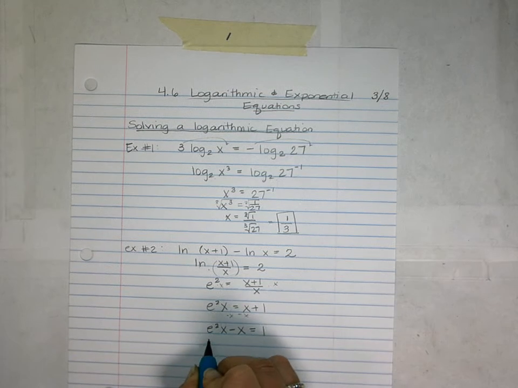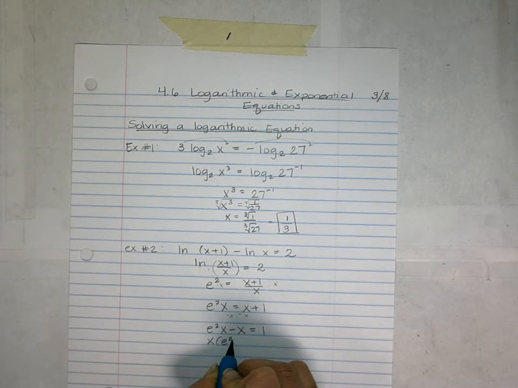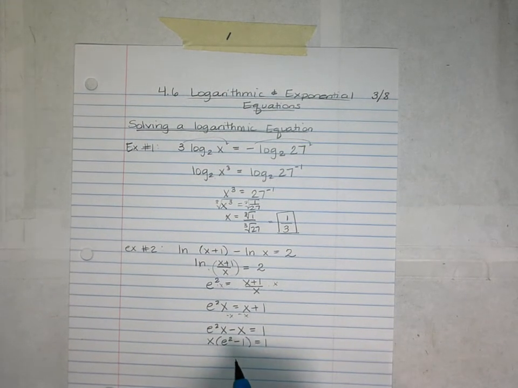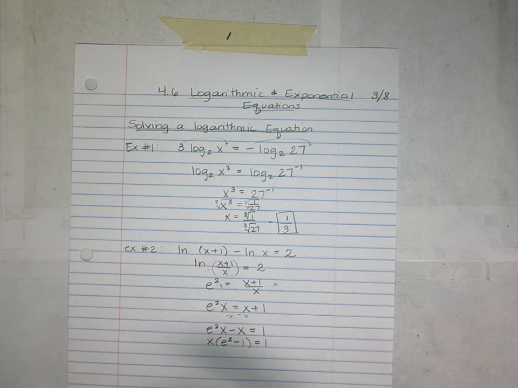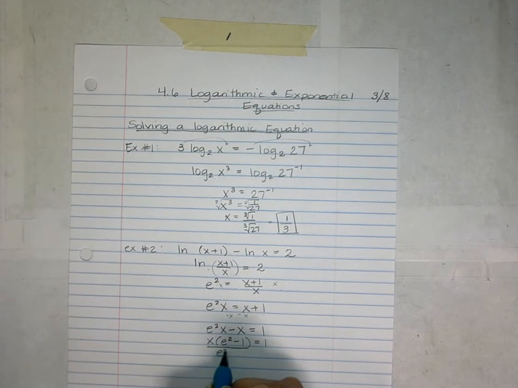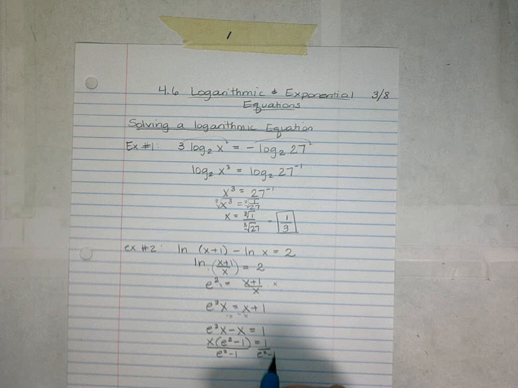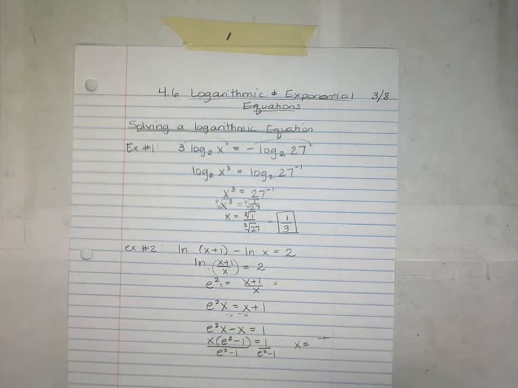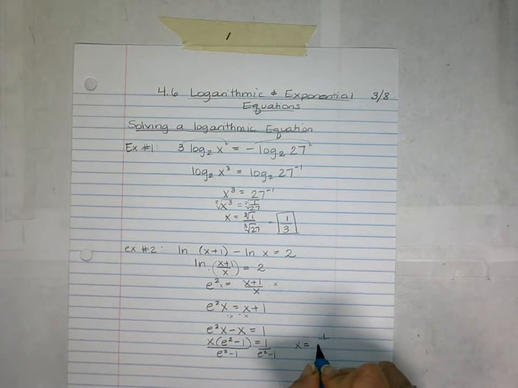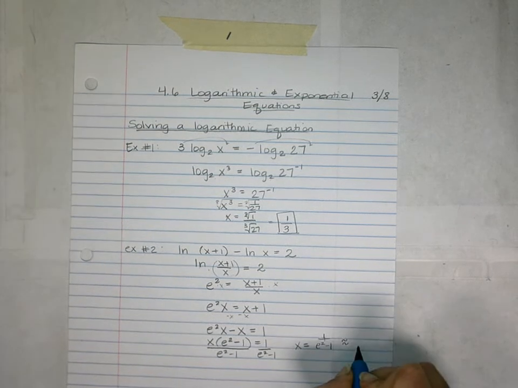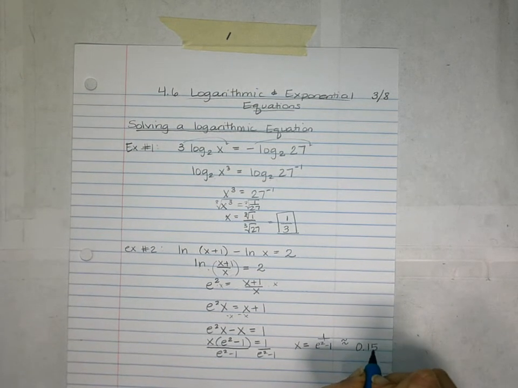I'm now going to factor out that x. I have x times (e squared minus 1) equals 1. Keep in mind, e is not a variable. e is a number. It's like pi, right? So don't treat it like a variable. Treat it like a number. And now to get x all by itself, I'm going to divide both sides by e squared minus 1. So my final answer is, you could either leave it as 1 over e squared minus 1, or you can punch that into your calculator and you get approximately 0.157.